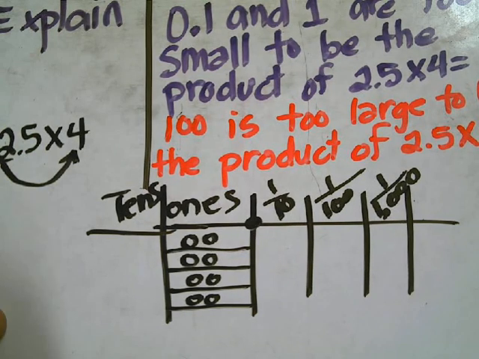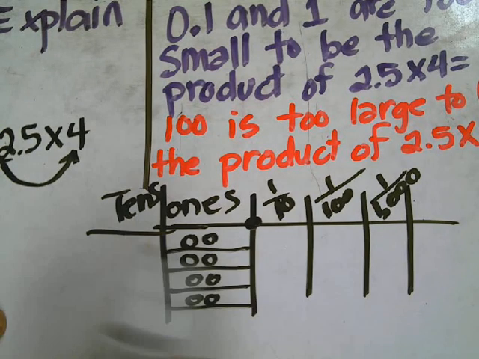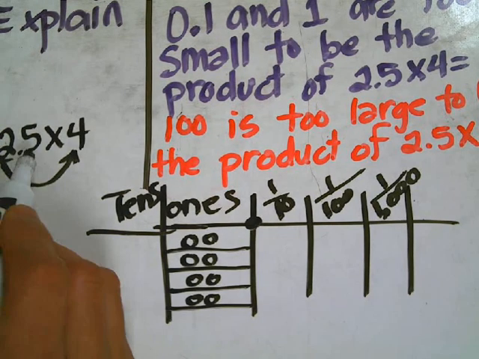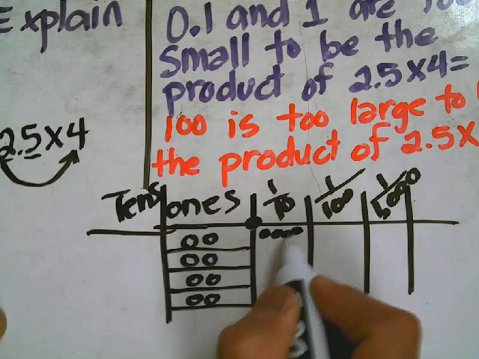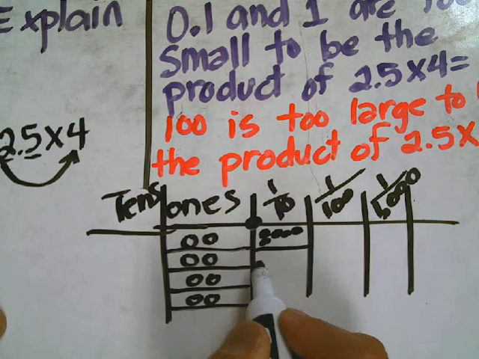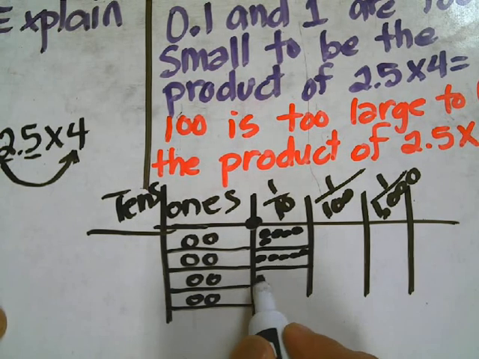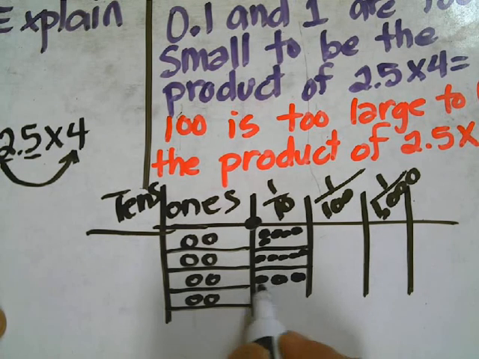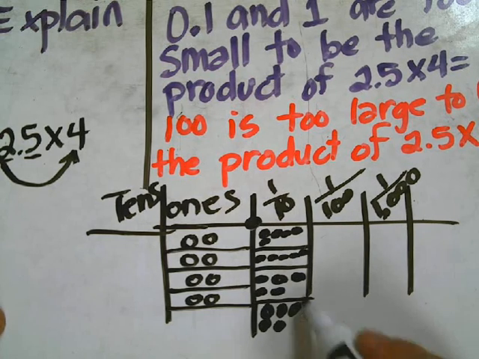Now we're going to look at the tenths. The tenths are right here, and they have 4 groups, but this time there are 5 tenths. 1, 2, 3, 4, 5. That will be one group. 1, 2, 3, 4, 5. That will be 2 groups. 1, 2, 3, 4, 5. That will be 3 groups. And 1, 2, 3, 4, 5. This will be 4 groups, my friends.